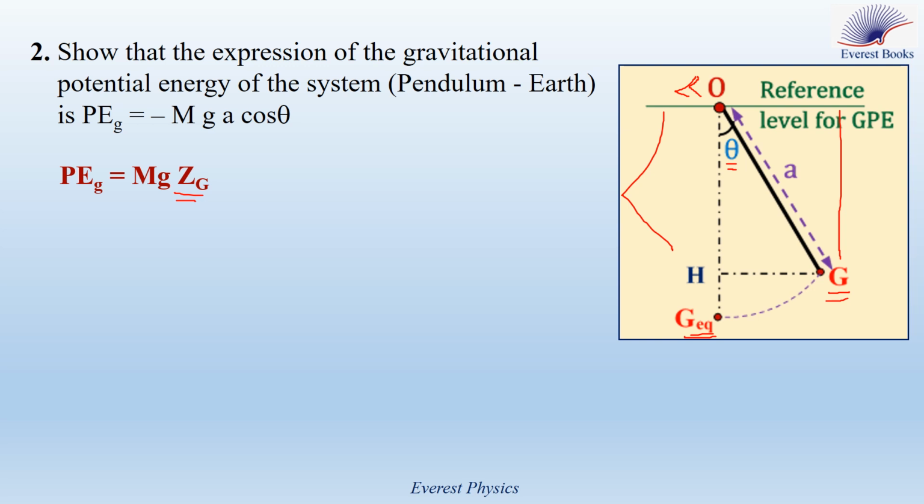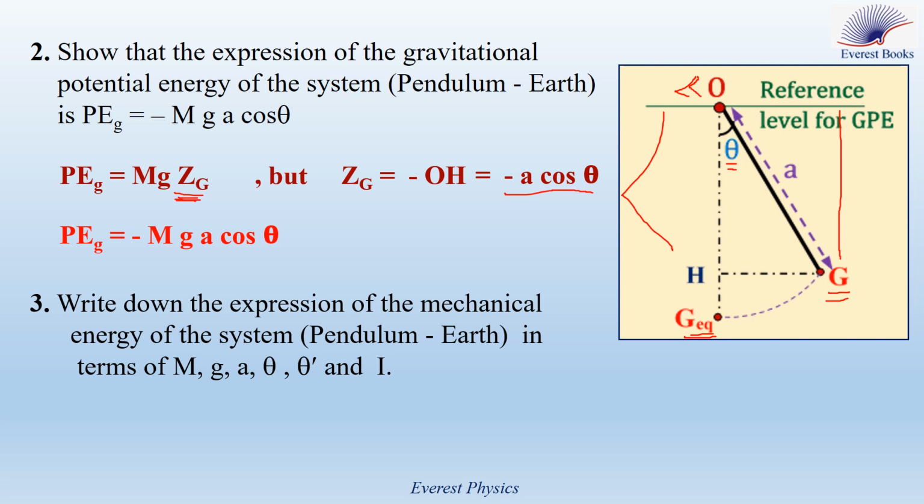Now how can we calculate OH? Consider the right-angled triangle OGH. Cosine theta is equal to the adjacent OH divided by the hypotenuse OG. Then OH is equal to small a multiplied by cosine theta. Therefore, zG is equal to minus a cosine theta. Now, replace zG in the expression of the potential energy by minus a cosine theta. This is going to be minus mga cosine theta. Let's move to part 3.